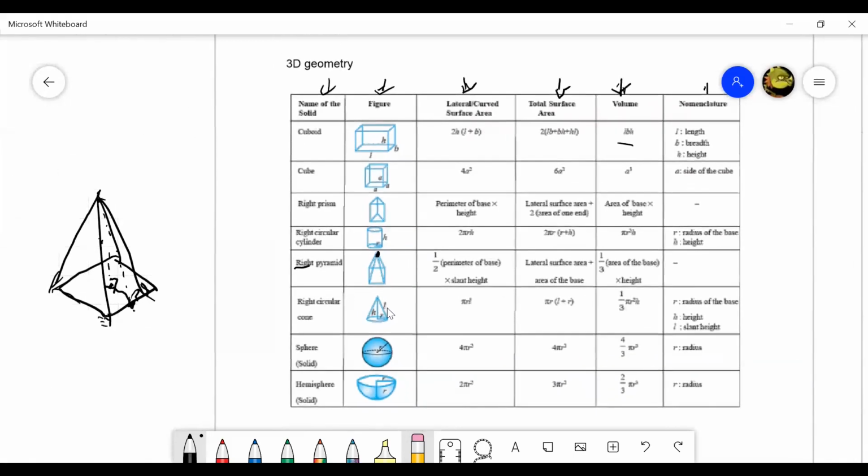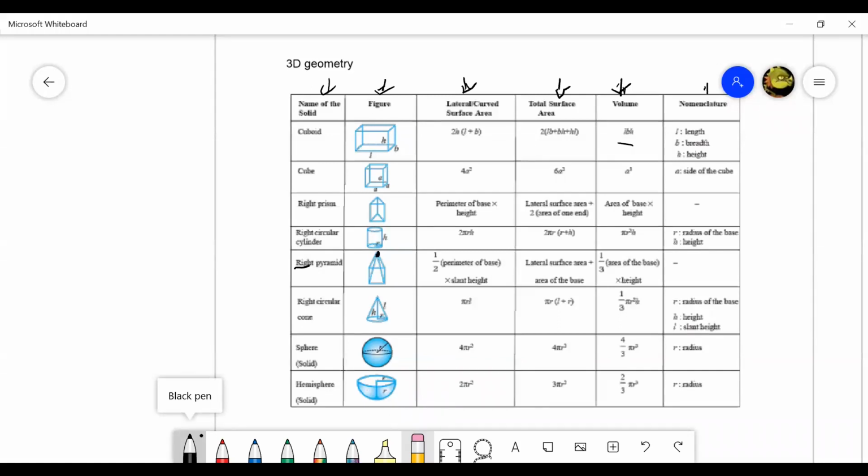And next is a cone. A cone is simply a circular pyramid. So the base is a circle. It is to a pyramid what a cylinder is to a prism. So the formulas are essentially still the same for a cone. Its volume is still going to be 1/3 of base times height. But lateral surface area is a little bit special.